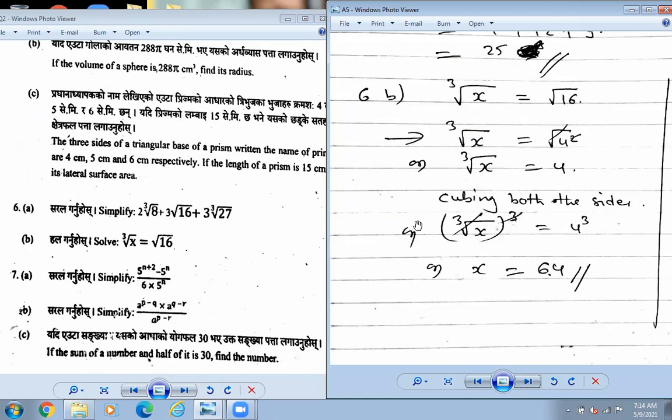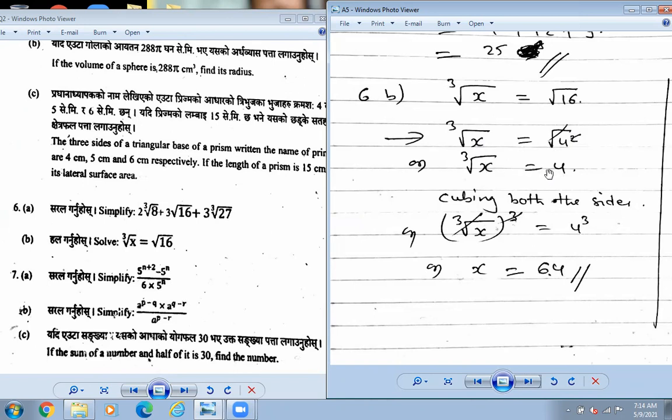यता त गाह्रो छ. अब क्युब रुट क्युबिङ बोथ द साइड गर्ने कि स्क्वायरिङ बोथ द साइड गर्ने त भन्छ भने, सिम्पल तरिकाले दिइराछ. So root under 3x is given, cube root x is given equals to 16. अब स्क्वायर रुट लिने कि क्युब रुट लिने त भन्छ भने, यो 16 भनेको स्क्वायर नम्बर हो नि त. यो हटाइदिने नि यसको स्क्वायर रुट. That means 16 is 4 square. Square and square root will be cancelled. Okay, so cube root x equals to 4.